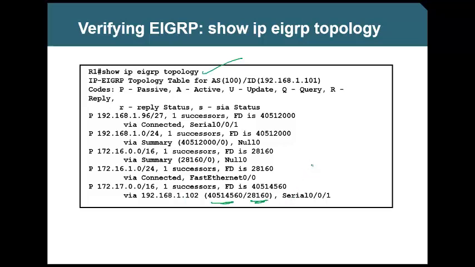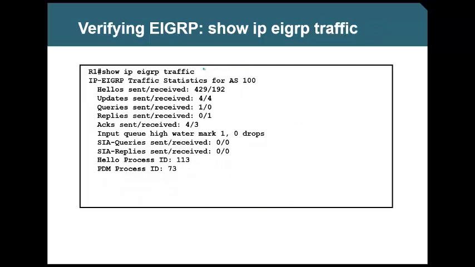Show IP EIGRP traffic command will show how many hello packets are sent and received, how many updates are sent and received, query sent, received, reply sent, received, acknowledgement sent and received, and so on. These are all dynamically generated numbers. Yes, question please.